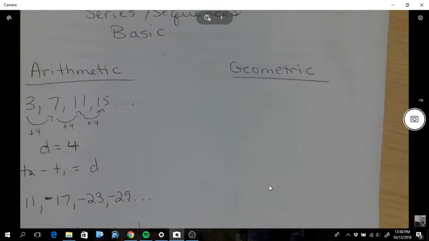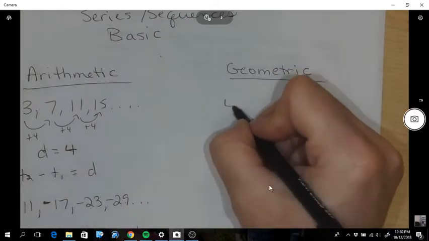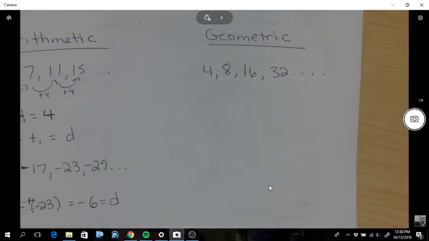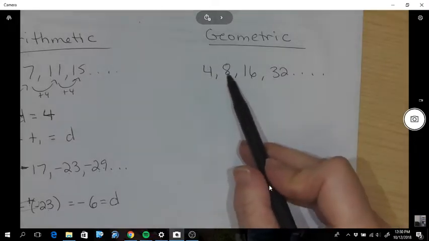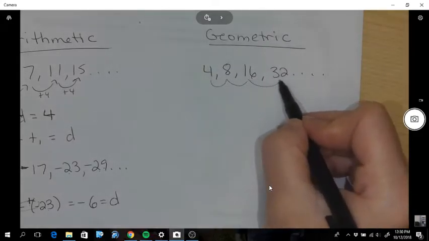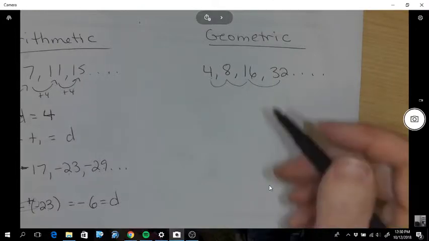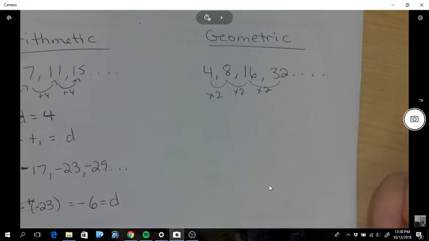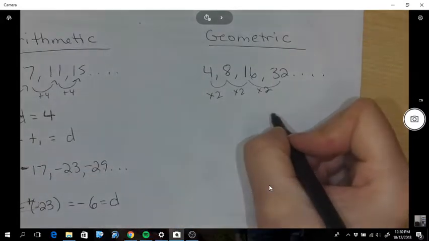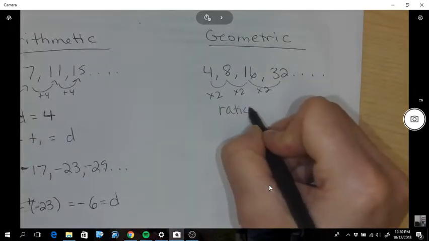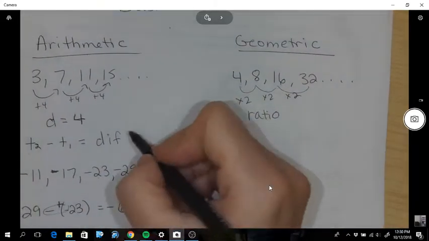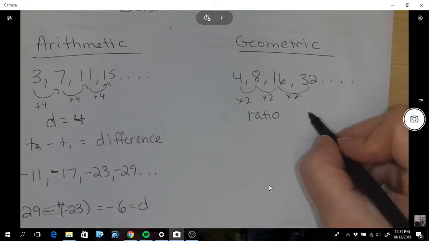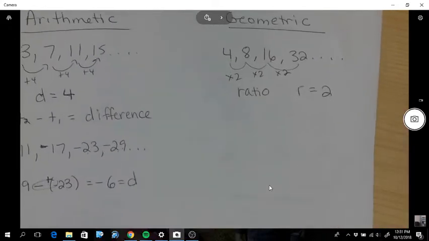Okay, so geometric, how is that different? This is what a geometric sequence could look like. In this sequence, what's going on every time? Can you see it? Every time you're timesing the previous term by 2. So this time, we don't have a difference, we have what we call a ratio. Sorry, I should have written a difference over here. So a D and a ratio. So our ratio is 2.